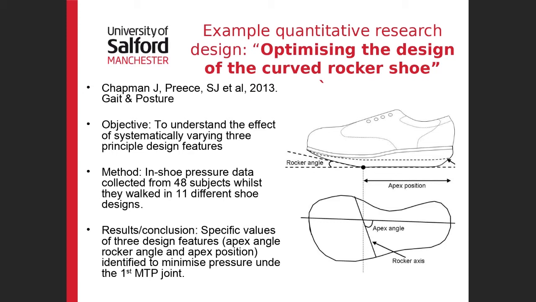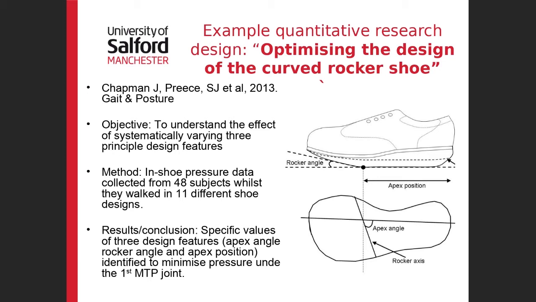One of the key ideas within quantitative is that we systematically vary one variable whilst keeping the other ones constant. So don't worry too much about the individual footwear parameters that we vary, but just understand that there were certain characteristics of the shoe, for example, the rocker angle or the position along the shoe where the shoe starts to curve up.